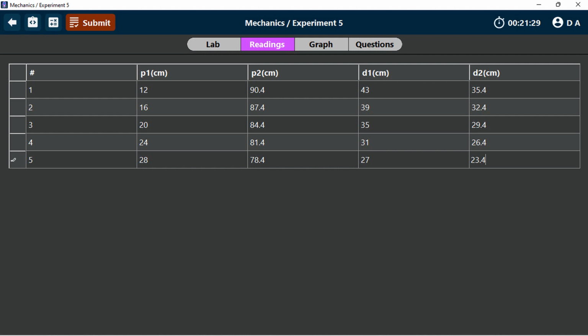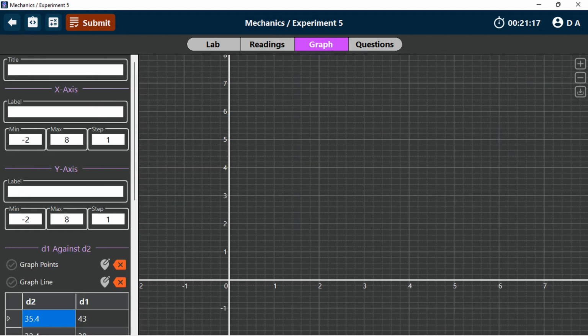So the next question you'll be asked is to plot graphs. So in this particular case, we have to plot a graph of D1 on the y-axis, while D2 will be on the x-axis. So let's move on to that stage. So here's the graph environment. On this simulator, you have your graph paper right on the app, and you can do your plotting here.